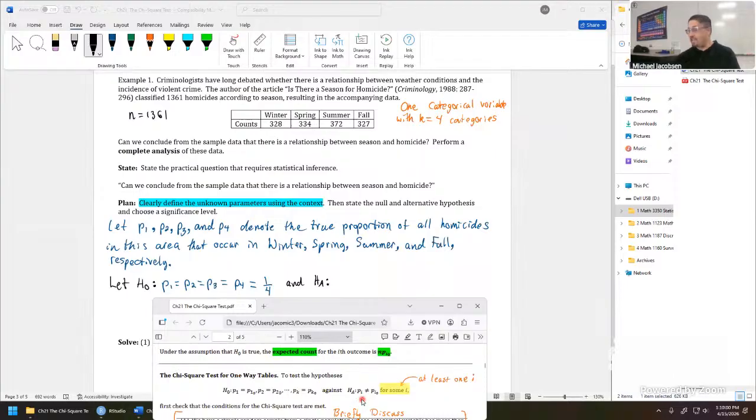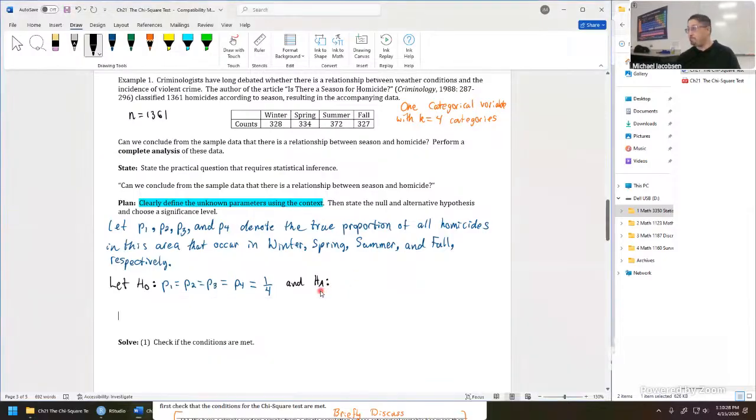HA is going to be the statement that PI is not equal to PI naught. Well, the PI naught is the 1/4. It's the same value that gets put into every one of these parameters. They're all equal to 1/4. So we're saying at least one of these proportions, PI, is not equal to PI naught from the null hypothesis, for some I, or at least one I is one way to say it.